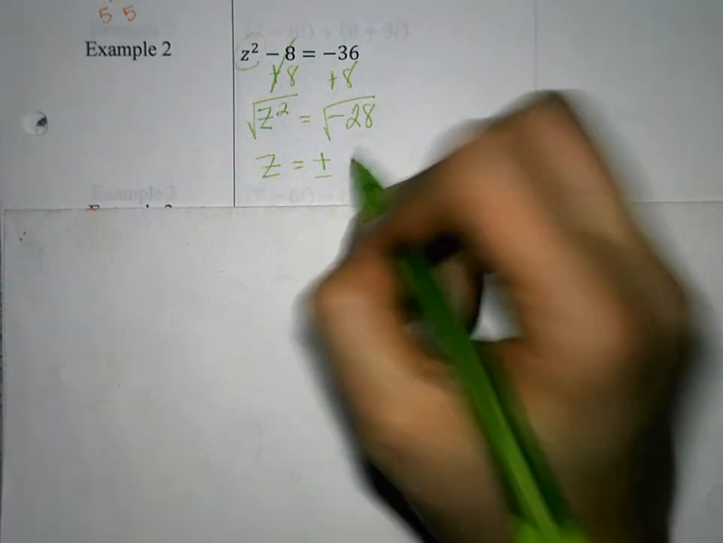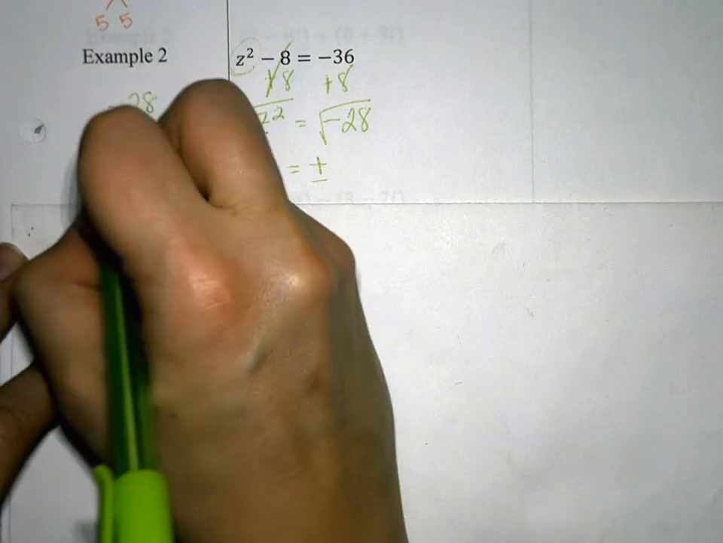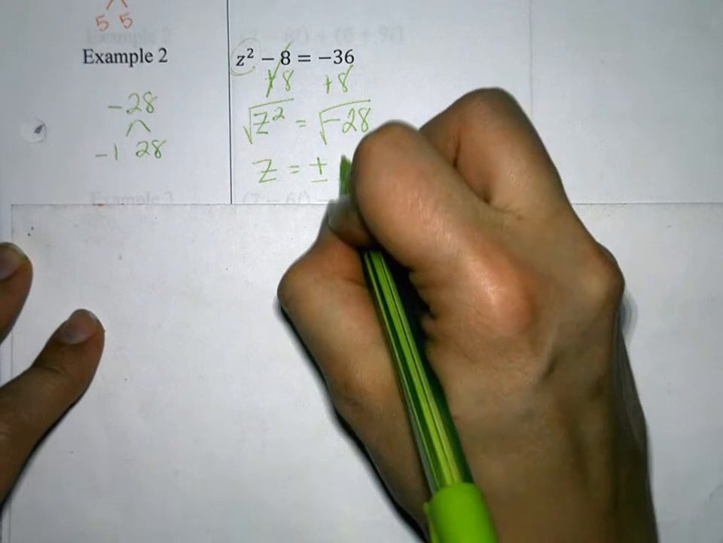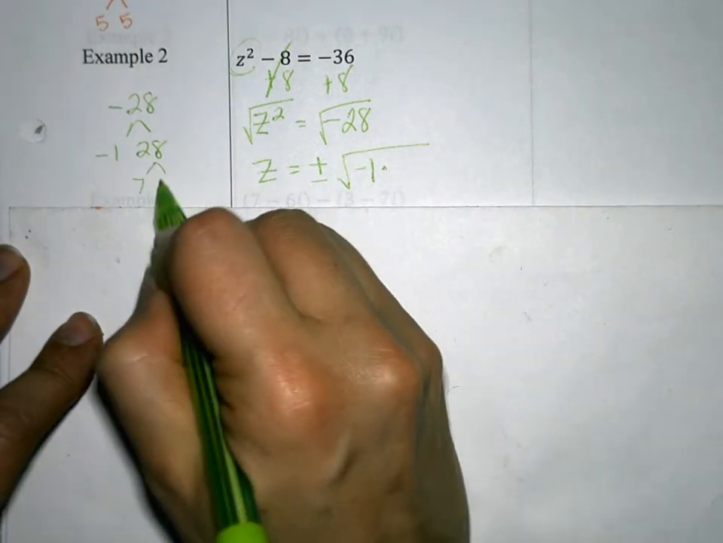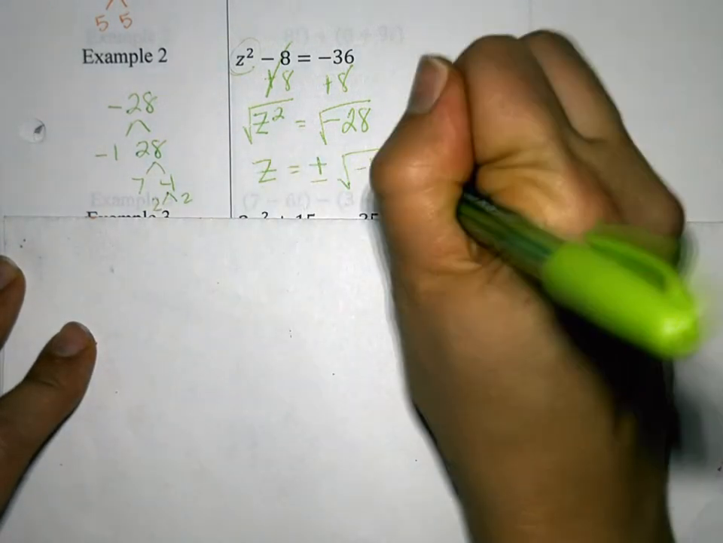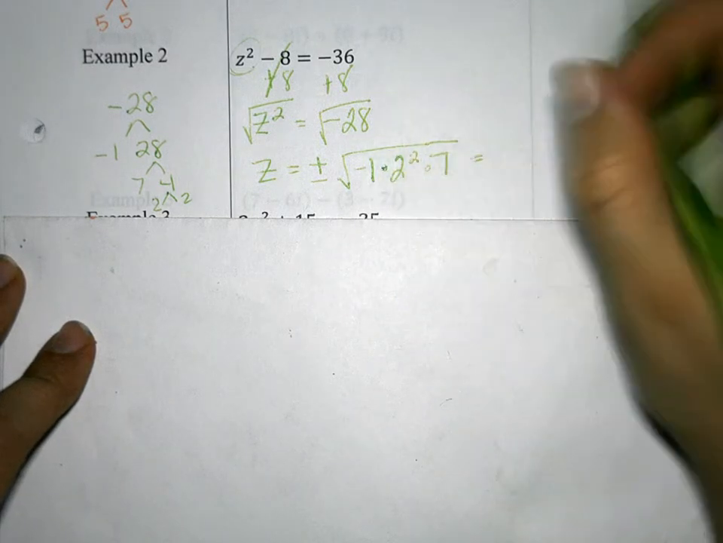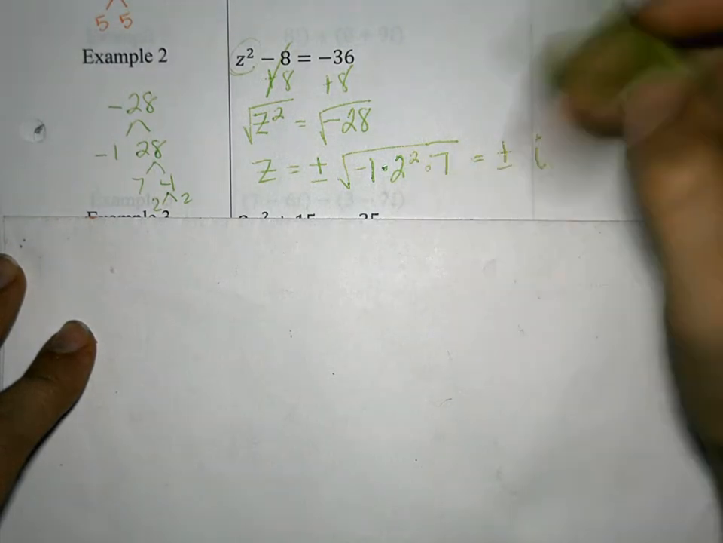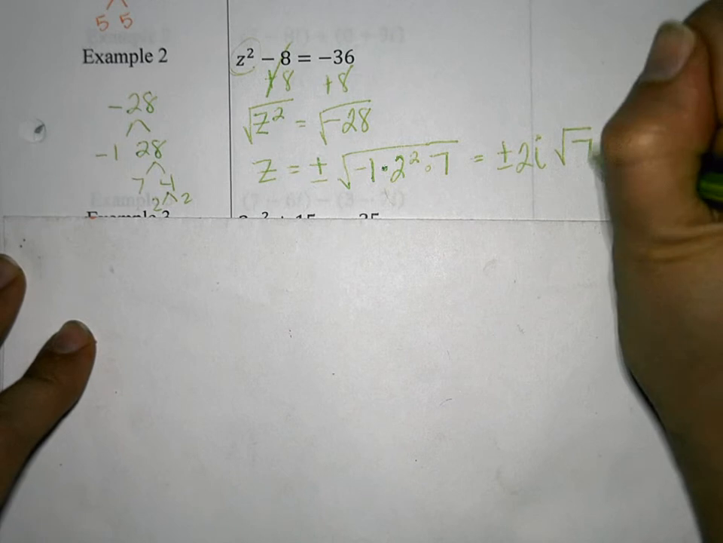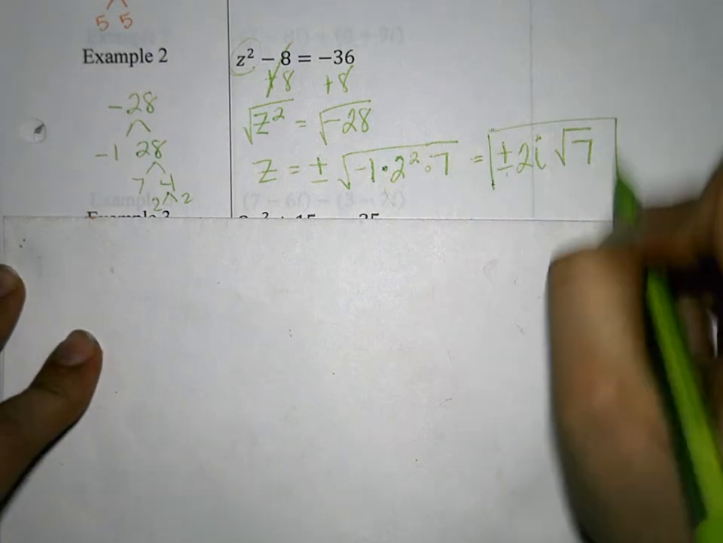And then let's factor this out a little bit. -28 can be broken down into -1 and 28. So we have -1 times, and then 28 is 7 and 4, and 4 is 2 and 2. So this is -1 times 2 squared times 7. So that -1 means that I have an i in my answer. Square root of 2 squared is 2, and we are left with 7 inside. So my answer is plus or minus 2i root 7.